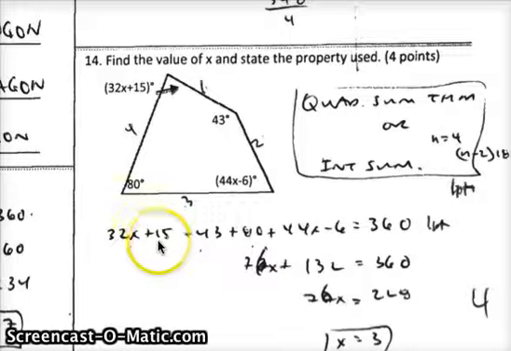Add up all the constants. That'll be 15, 43, 80, and negative 6. That'll give you 132. Subtract it from both sides, you'll get x is equal to 3. State the property used. The property you're using is the polygon interior sum formula. Students last year, a lot of them didn't write the property used, and they probably got x equals 3. You get 3 out of 4.